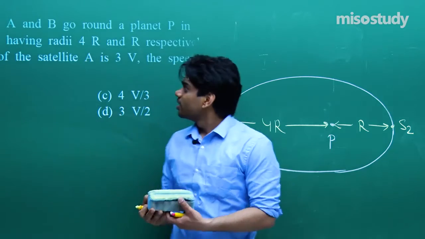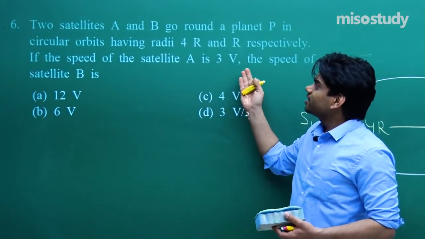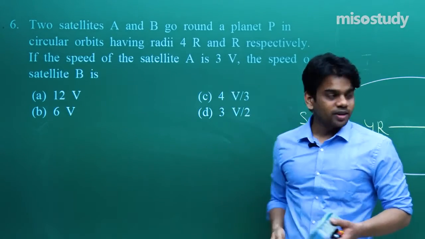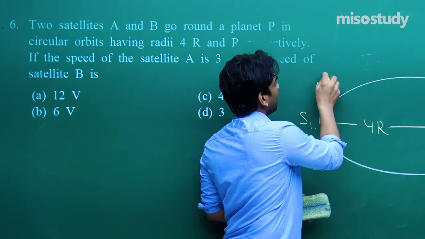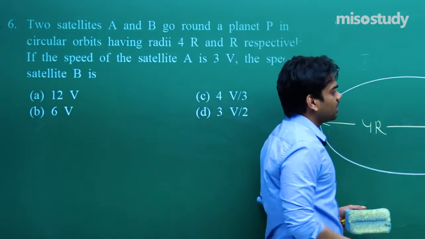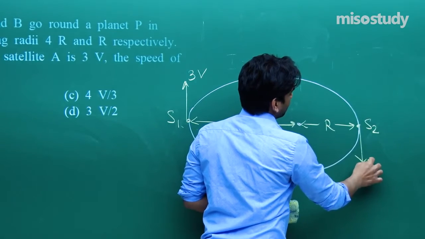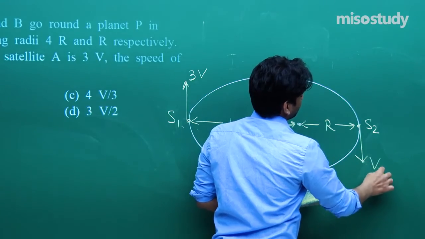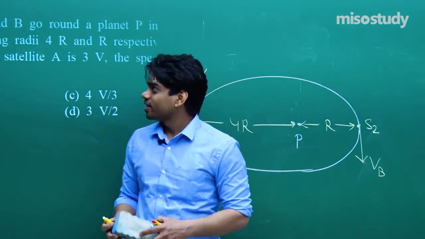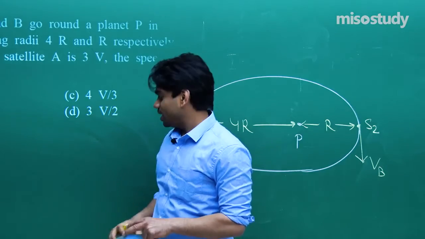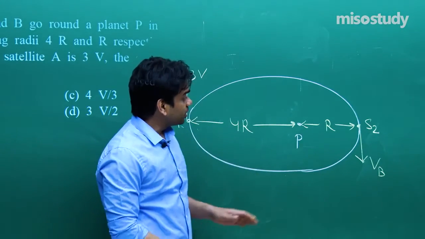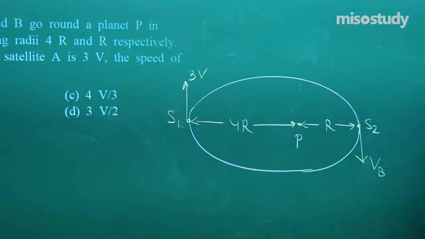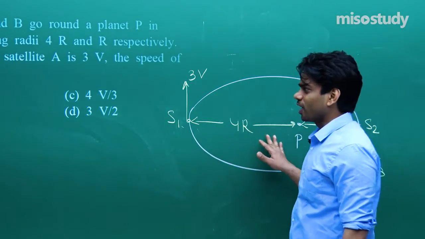Next thing, let's go ahead. If the speed of satellite A is 3v, that is, the satellite which has a radius 4r, its speed is 3v. So I am marking its speed as 3v, and satellite B's speed, we need to find out. So I am marking its speed as Vb. Satellite A is 3v, the speed of satellite B is what we need to find out. So take note of this diagram. I believe that you would have taken down the diagram and you would have understood what to do.